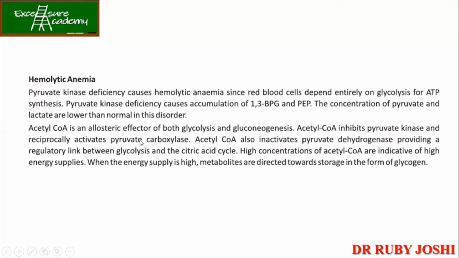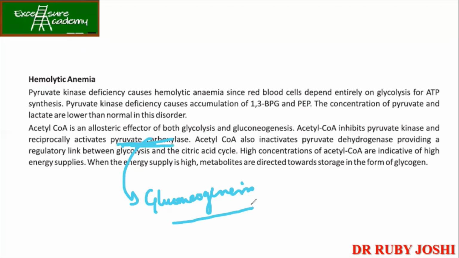Acetyl CoA is an allosteric effector for both glycolysis and gluconeogenesis. Acetyl CoA in high concentration inhibits pyruvate kinase and reciprocally activates pyruvate carboxylase. Now, where do you see pyruvate carboxylase? This we see in the case of gluconeogenesis. So pyruvate carboxylase is activated during gluconeogenesis.